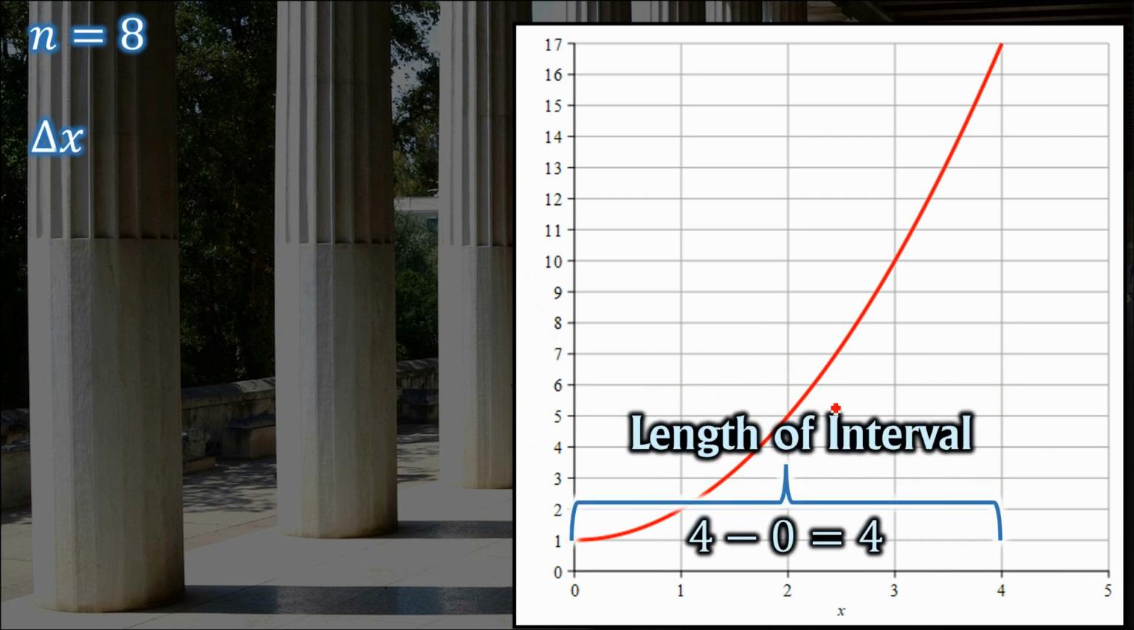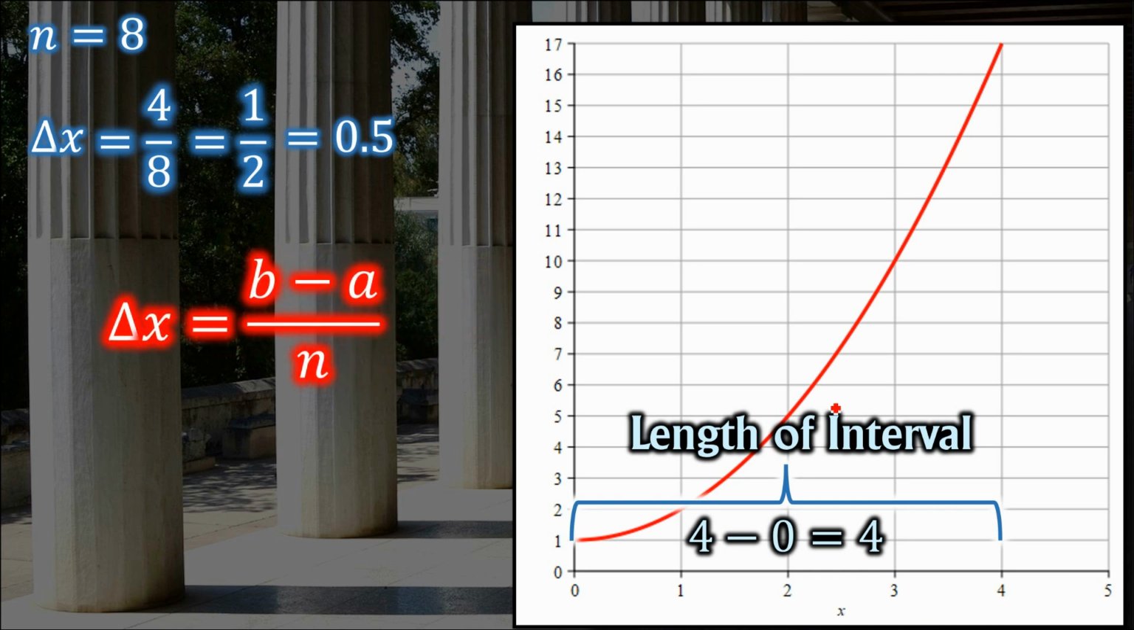So we tried it again with 8, and I kind of just did a lot for you this time because we changed things up a little bit. The length of my interval is still 4, but now with 8 subintervals, they'll each have a width of 1/2 or 0.5. In general, this will always be a good process for getting our delta x. I'll just take the length of that interval, b minus a, and divide it up by n, the n subintervals that I need. In the first case, n was 4, so they all had the width of 1. Now that it's 8, they'll all have a width of 1/2.